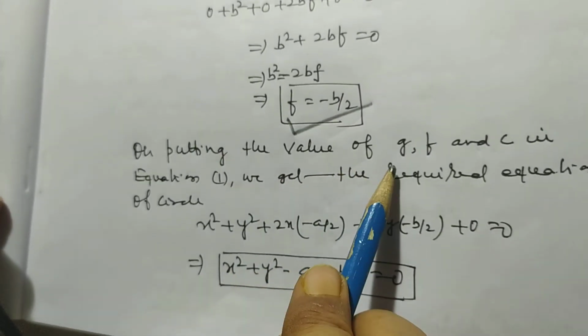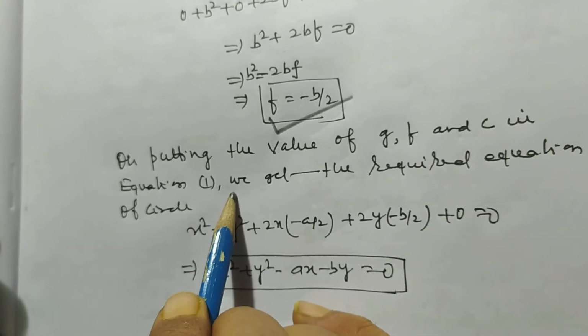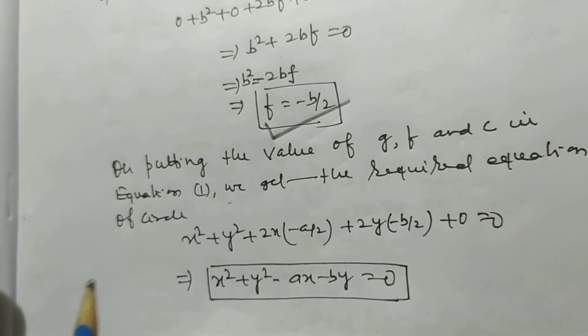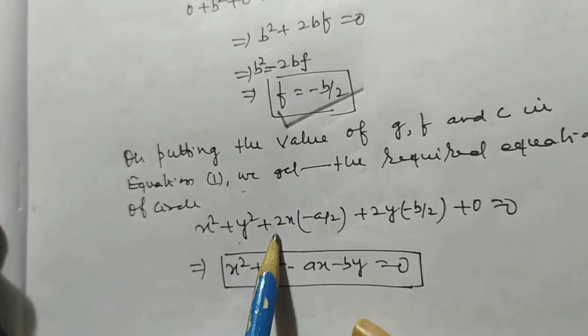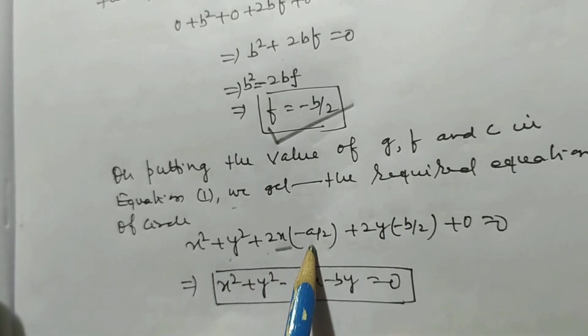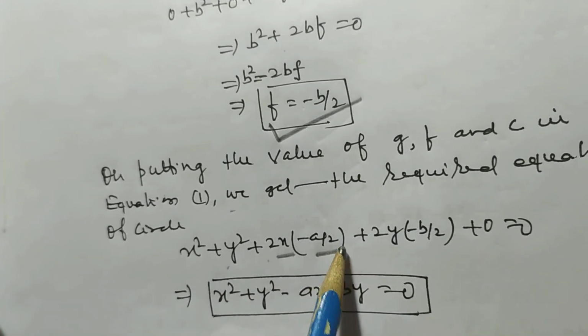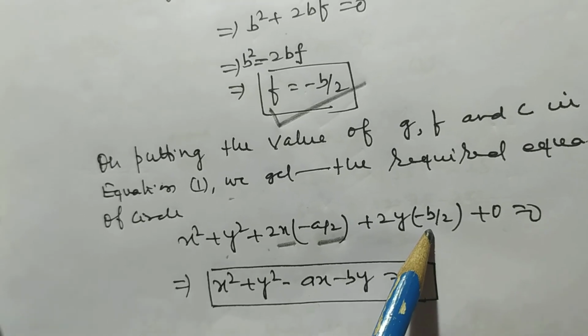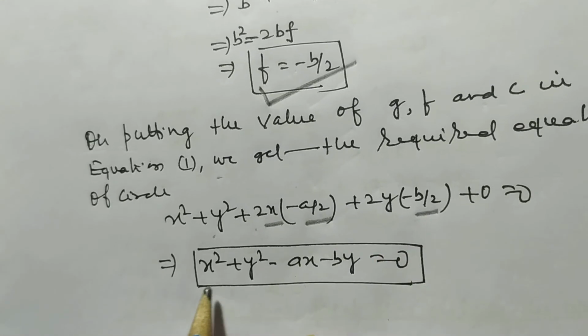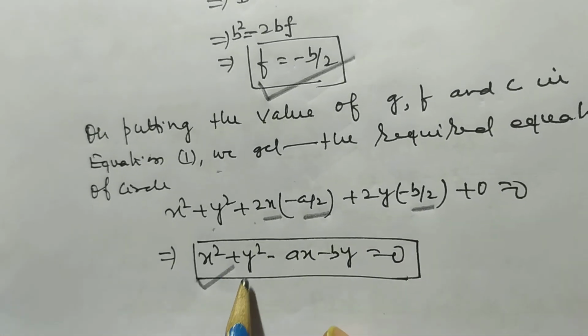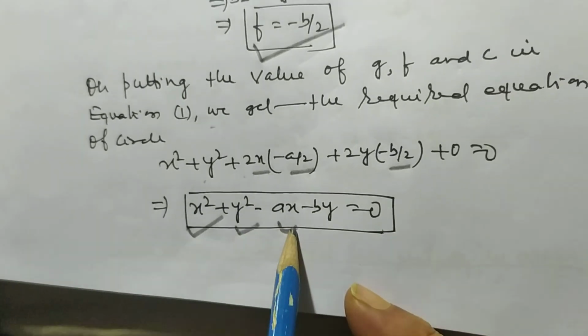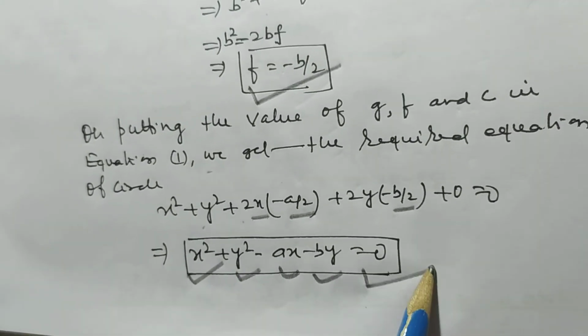On putting the values of g, f and c in equation (1), we get the required equation of the circle. x² + y² + 2x... Instead of g, we put −a/2, and instead of f, we put −b/2. After solving, it will be x² + y² − ax − by = 0.